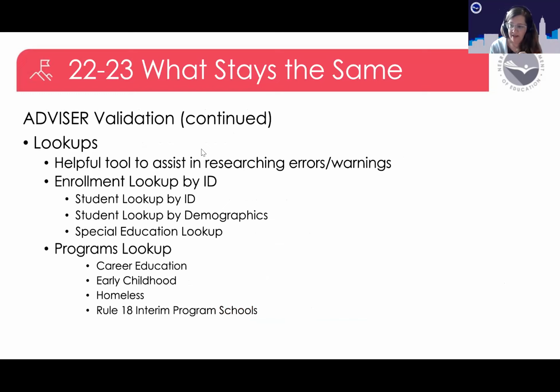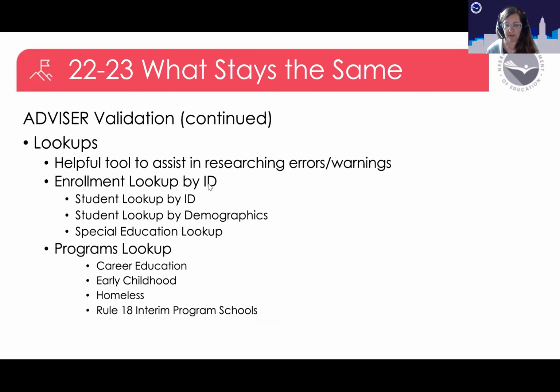Once you've reviewed your errors and your warnings, what's next? Well, maybe as you're reviewing your errors and warnings, you have some questions and you're not quite sure. Now, why is this error showing up? I don't understand. It's in my student information system correctly. Why is the advisor saying there's an error? Use your lookups. They're a really super helpful tool to research these errors and warnings.